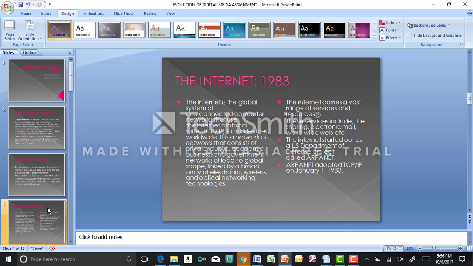The Internet was created in 1983. It is the global system of interconnected computer networks. It is known as the network of networks. It carries a vast range of services and resources. The services include file sharing, electronic mail, World Wide Web.